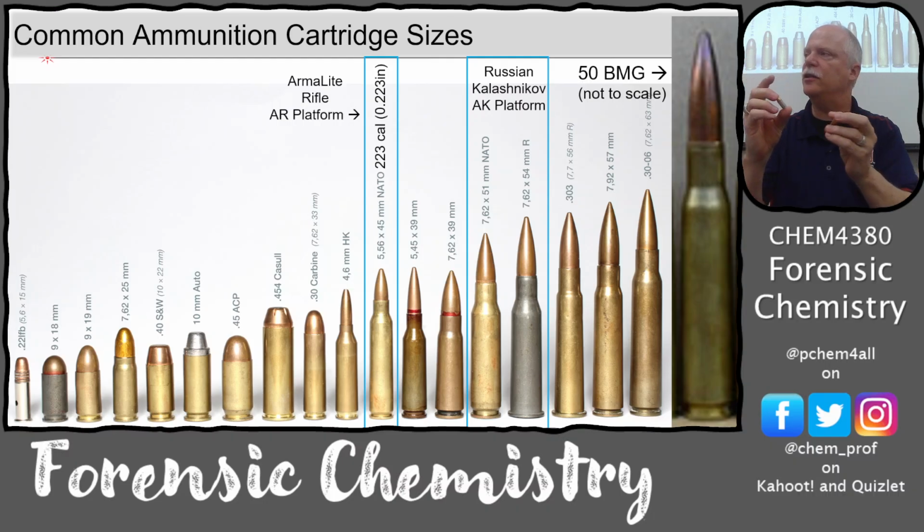This is called a cartridge, not a bullet. The thing on the end of the round is a bullet. This is a cartridge. The cartridge contains, and we'll see on the next slide, the powder, the primer, and everything.